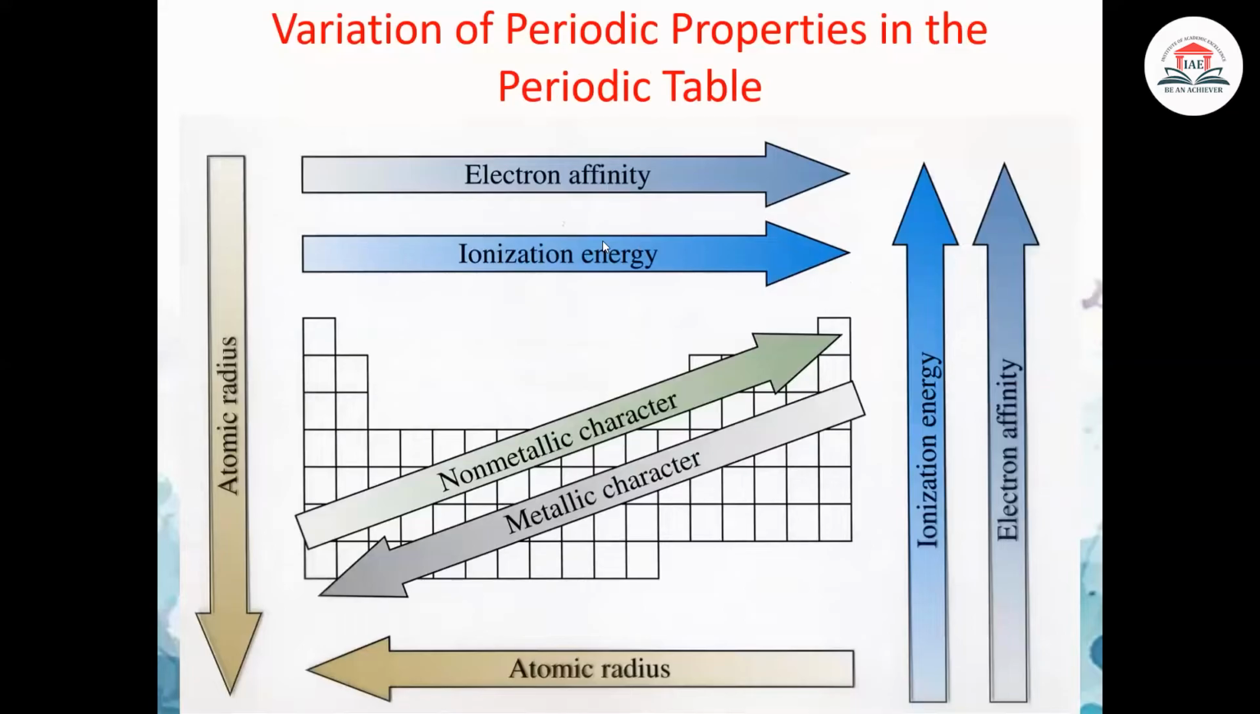So this is a gist of the trends in periodic properties. You can see atomic radius increasing from top to bottom in a particular group and decreasing from left to right. Here it is shown as increasing from right to left, so the same thing. Next, electron affinity and ionization energy, which we will discuss in the following slides.